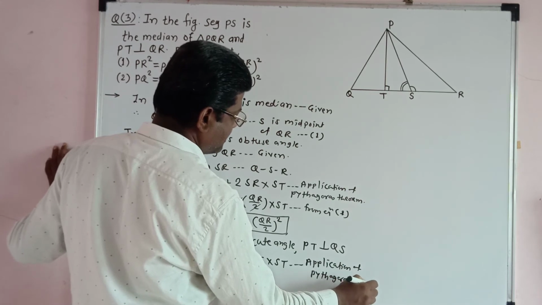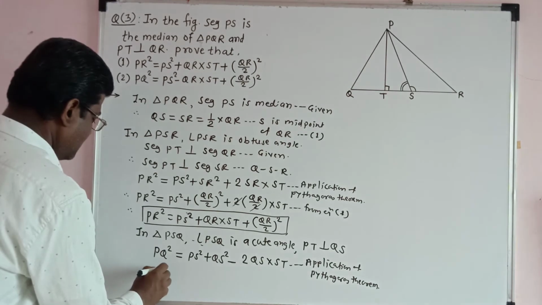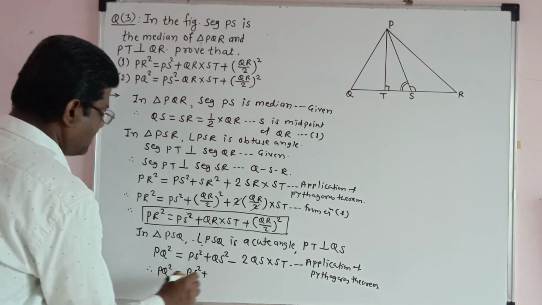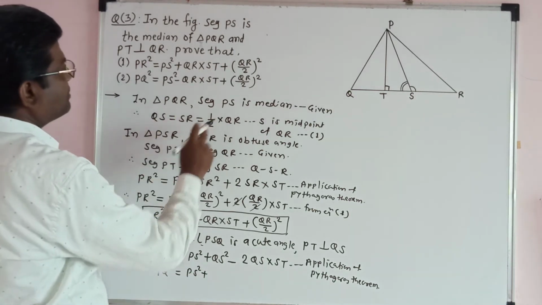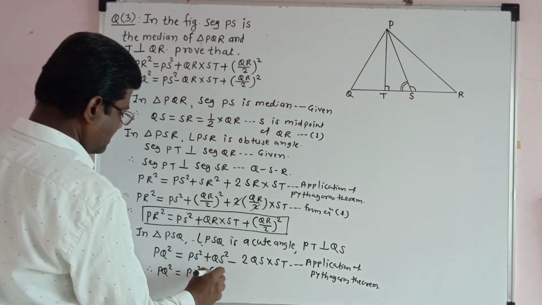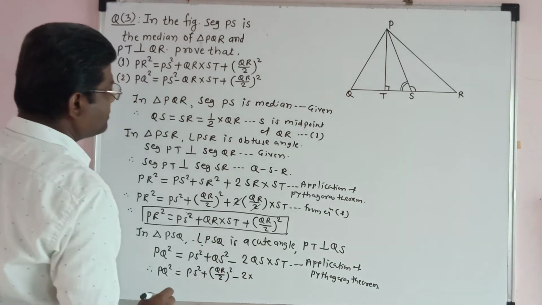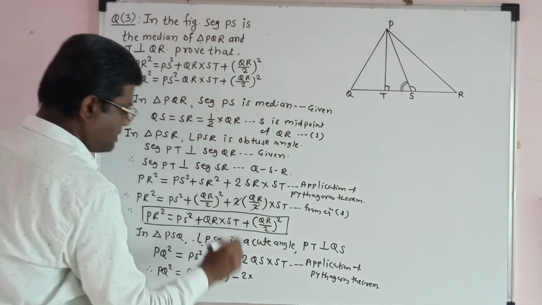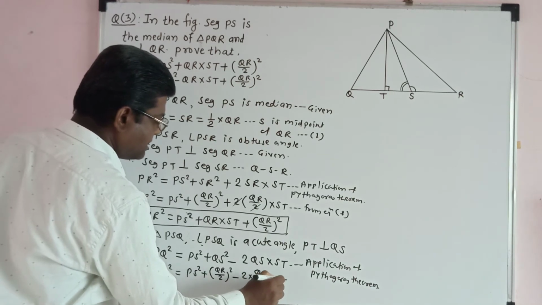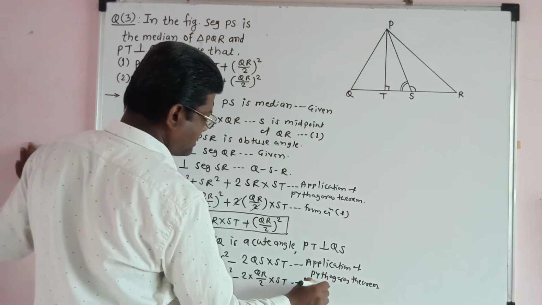Application of Pythagoras theorem. Therefore PQ square is equal to PS square plus QS, where QS is equal to half into QR, that is QR upon 2, bracket square, minus 2 into QS, which is QR upon 2, into ST. This is from equation 1.